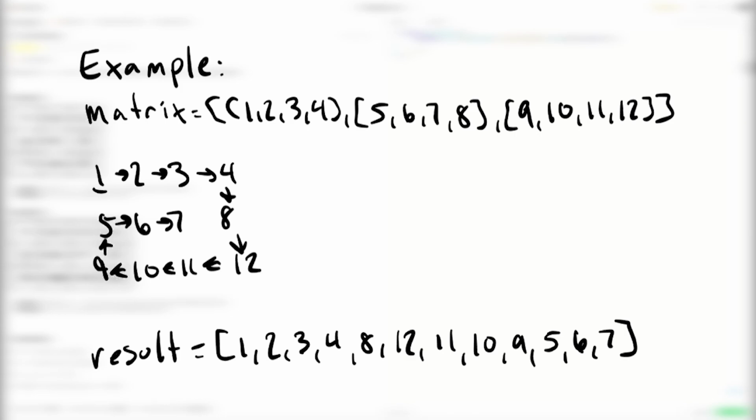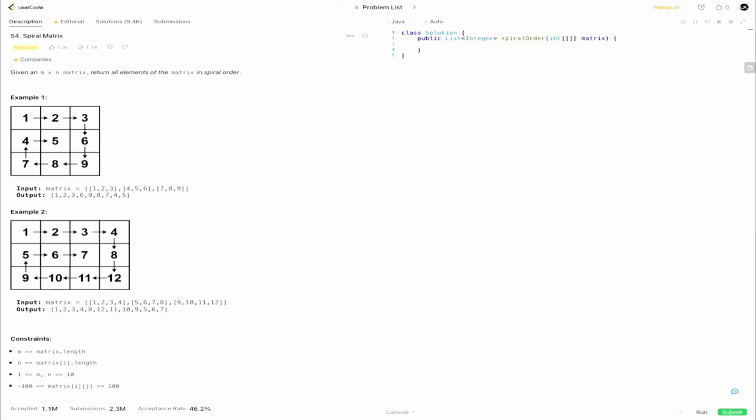Let's go ahead and take a look at the constraints. So our constraints are pretty simple. The first one is m is equal to matrix.length. And the second one is n is equal to matrix[i].length. This is just going to be the dimensions of the matrix. We have nothing special here. Then we've got 1 is less than or equal to m, n is less than or equal to 10. So this means that the length of each matrix dimension is just going to be between 1 and 10. So this one is actually fairly small. And finally, negative 100 is less than or equal to matrix[i][j] is less than or equal to 100. So this is just saying that the values inside the matrix are between negative 100 and 100. So nothing crazy there either. So that looks all good.